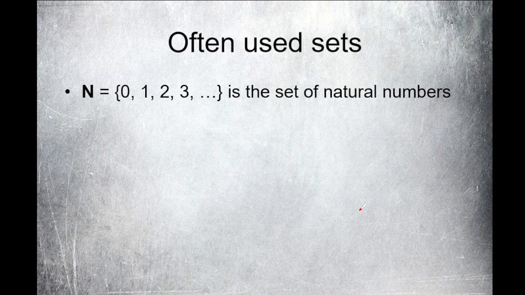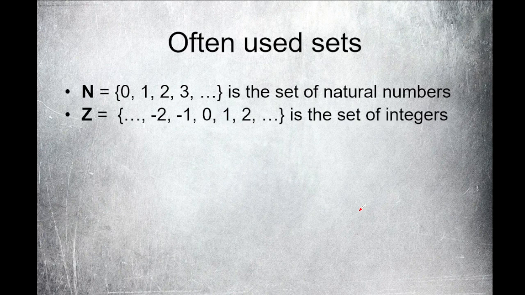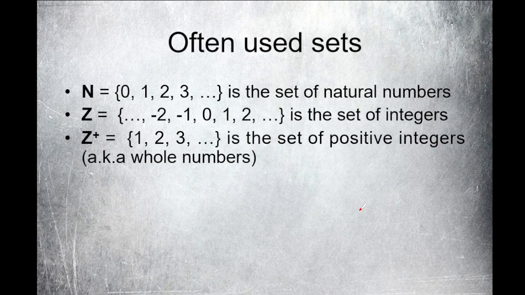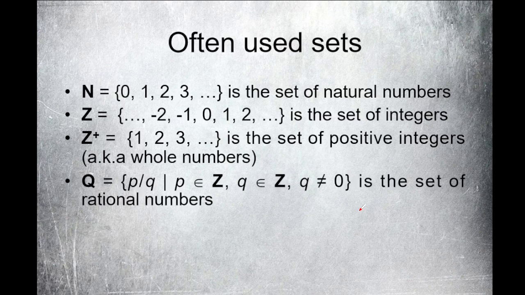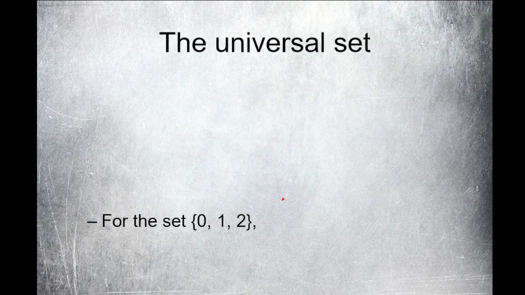Now, there are some generalized sets which we can utilize. One is the set of natural numbers, represented with capital N; the set of integers represented by Z; the set of positive integers, that is Z plus; and Q, the set of rational numbers, where Q is the set of P by Q such that P belongs to Z and Q belongs to Z, and Q is not equal to 0. Or there can be another standard set, R. R is the set of real numbers.